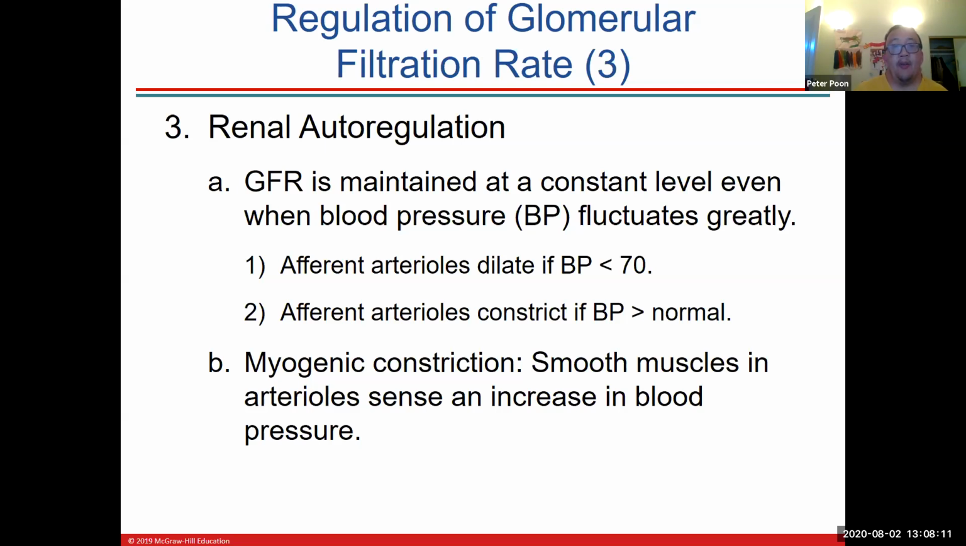Renal autoregulation. The GFR is maintained at a constant level even when blood pressure fluctuates greatly. So the afferent arterioles dilate if the blood pressure is less than 70. The afferent arteriole constricts if the blood pressure is greater than normal. So if the blood pressure is low, your afferent arterioles dilate to allow blood to go in, and vice versa.